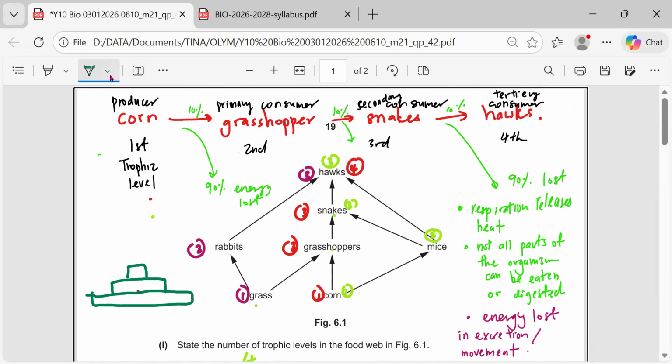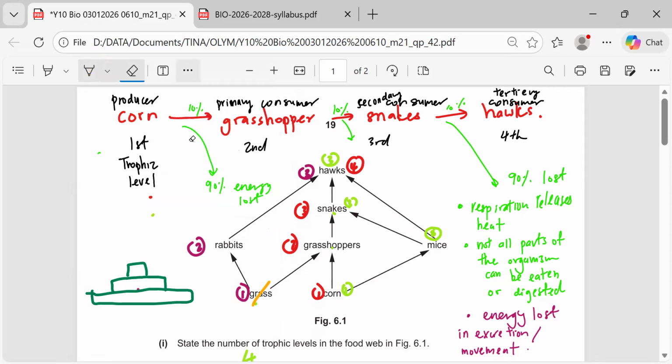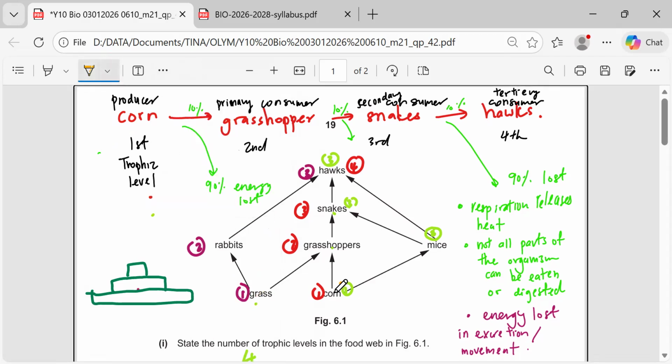But if I change this grass, this corn, to a tree. Grasshopper can still eat tree, right? Rabbit cannot eat tree, grasshoppers can. But if I do this, with grasshoppers and snakes, how would my pyramid of numbers look like? The bottom will be little. Yeah, it'll be one tree, many grasshoppers, and then snakes. It'll be funny, right? So pyramid of numbers is not very accurate because it doesn't take into account the size of the organism. Can you understand? Yes.